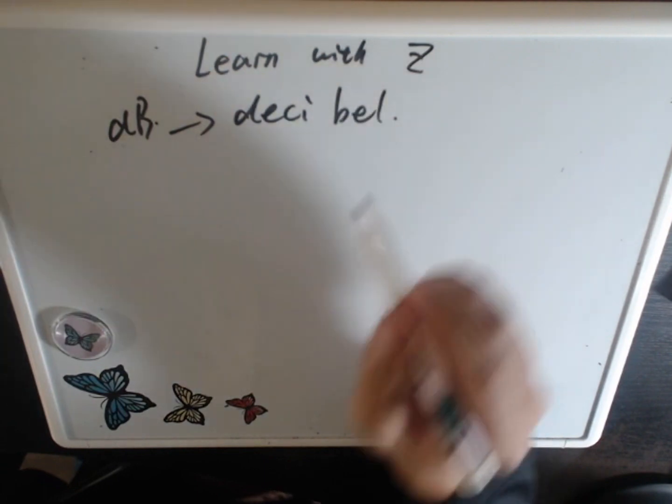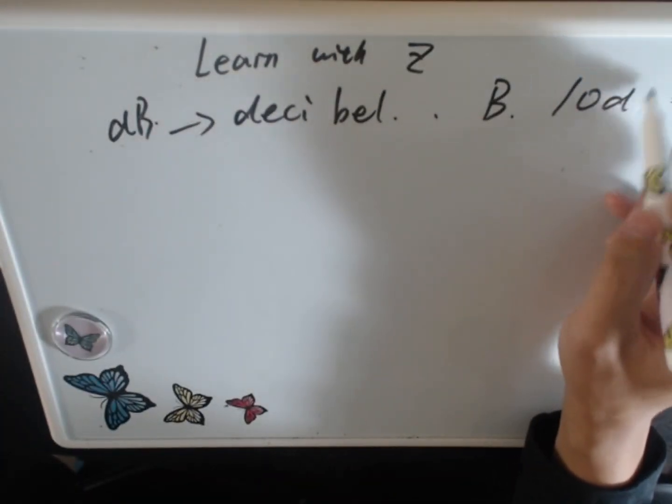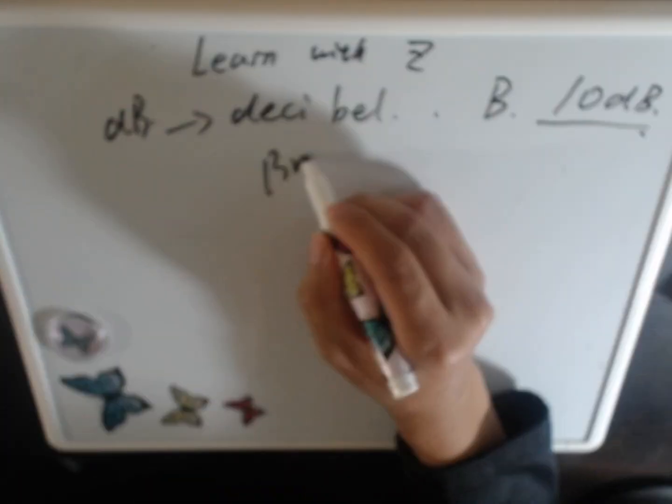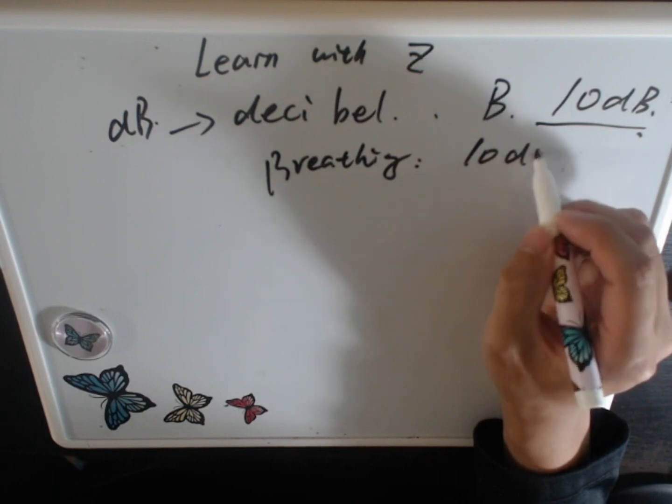decibel. We also have the B, which is 10 dB. It's in memory of a scientist called Bell. Here are some very common dB levels in real life. Breathing is about 10 dB.